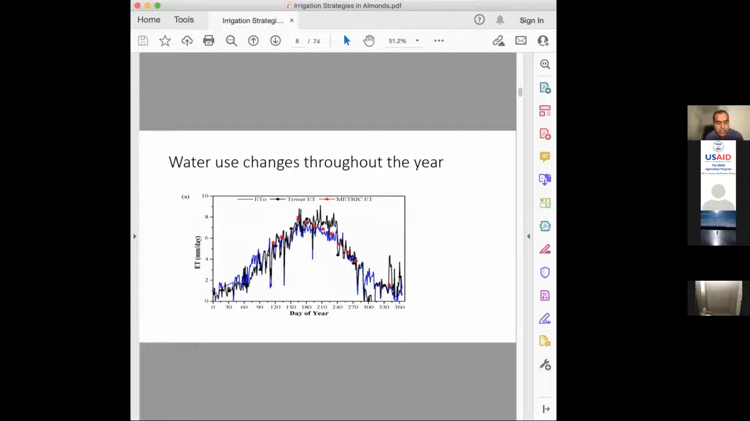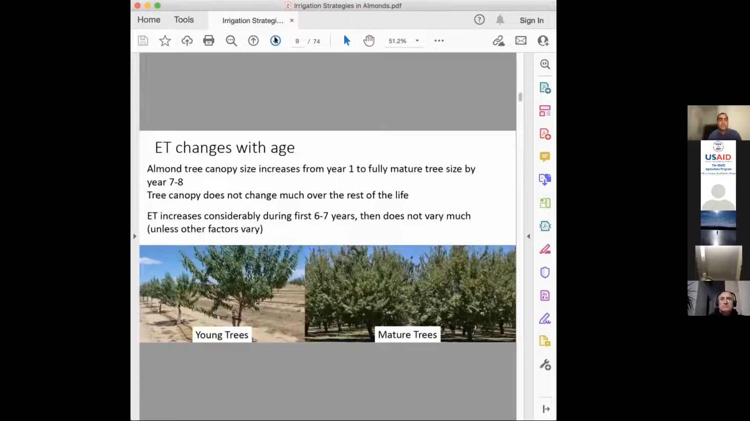from right after bloom through the leaf out stages all the way to the full canopy growth during the summer months. And then going into fall, the evapotranspiration decreases, and that decreases the water use for the trees. Evapotranspiration also changes with age.